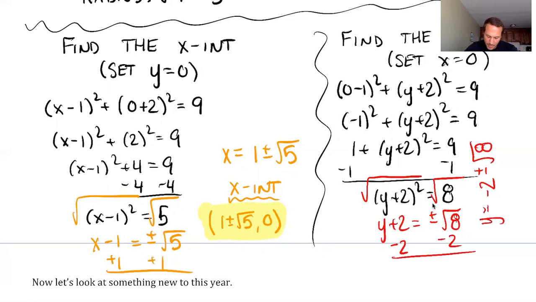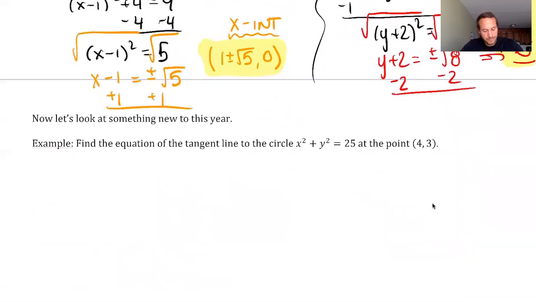And therefore, what does that make my y-intercept? Well, that makes my y-intercept 0, comma negative 2 plus or minus radical 8. Okay? So just keep that in mind there. That step is new. Think about what it means to be an intercept. An intercept is just when x is equal to 0 if you're looking for a y-intercept, or when y is equal to 0 if you're looking for an x-intercept. Okay? Let's look at one more problem.